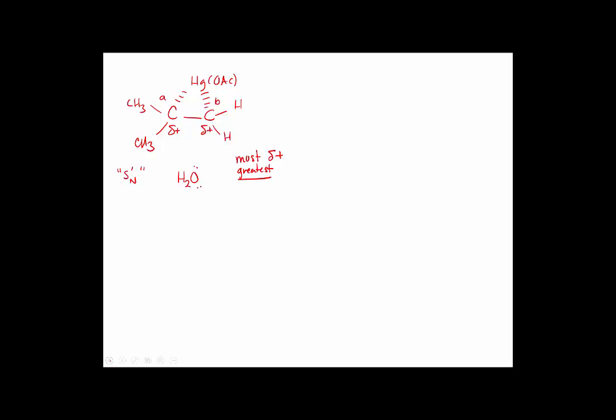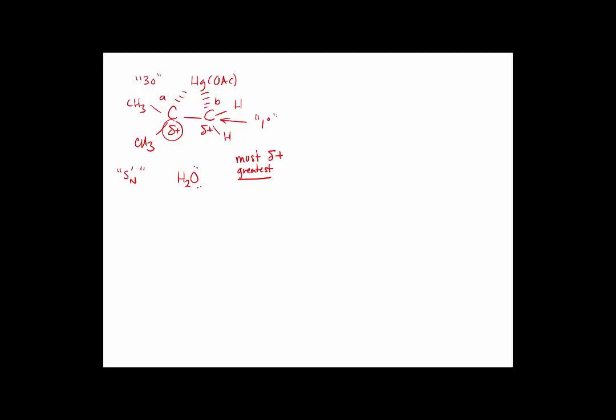Why does carbon A have the most delta positive charge? Because it's tertiary. Let's put quotes around that. It's not really tertiary, right? But it looks like it's tertiary. This one looks like a primary carbocation. So that carbon that's tertiary will be able to have more delta positive charge. Why? Well, because the methyl groups are able to stabilize it a little bit more.